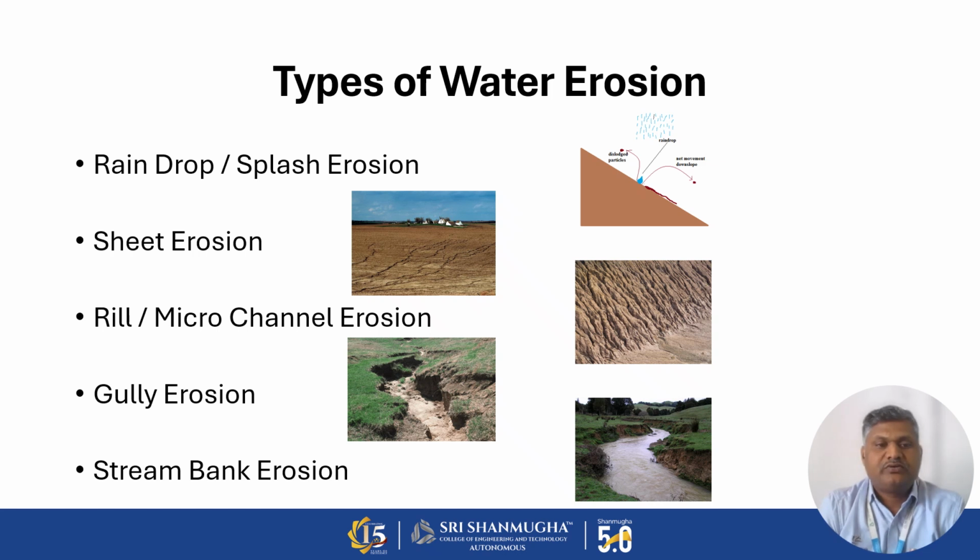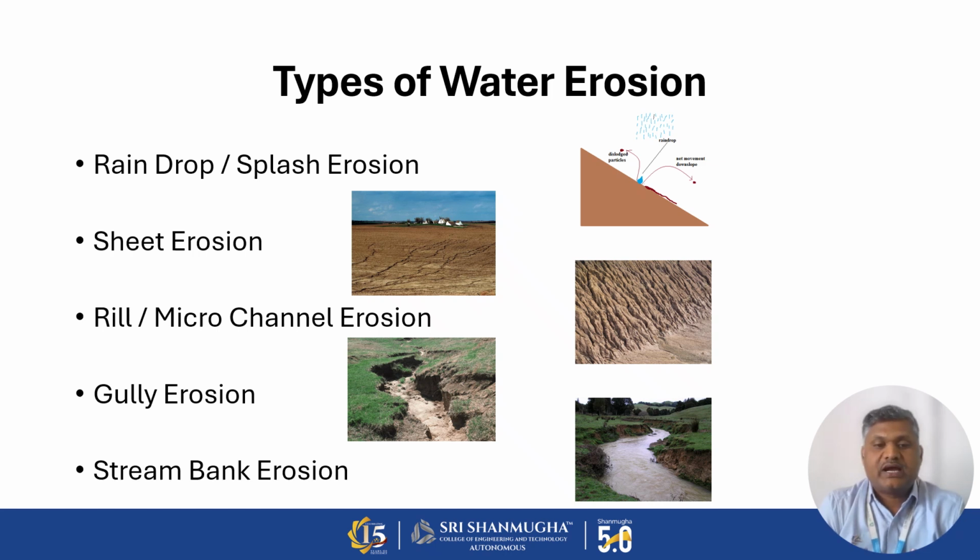The third one is rill or micro channel erosion. Rill erosion is the advanced stage of sheet erosion, and it forms as a rill. As the length, width and depth of the soil cut increase, the erosion becomes larger in size than sheet erosion, and it makes smaller channels. So we call it micro channel erosion.